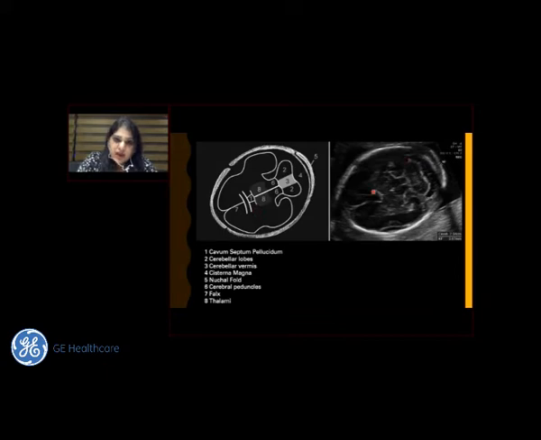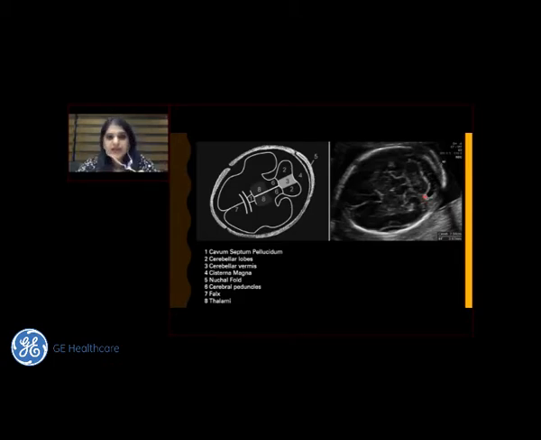Now coming to the next one is the transcerebellar diameter. Again, you need to have your cavum septum pellucidum here. These are the thalami here. These are the cerebral peduncles. And this is the cerebellum. The hyperechogenic middle part is the cerebellar vermis. And from this point to here is the transcerebellar diameter.